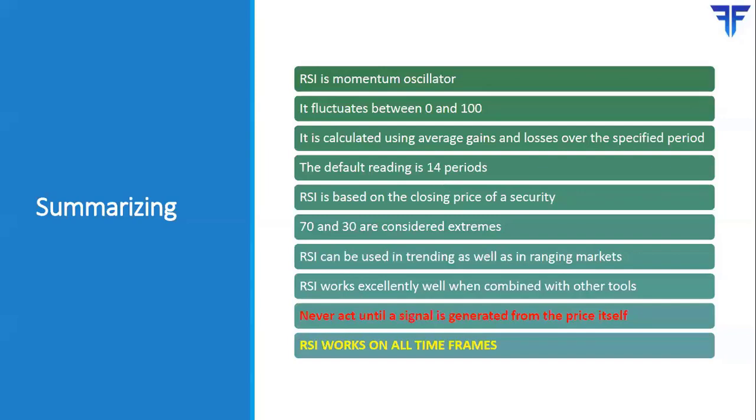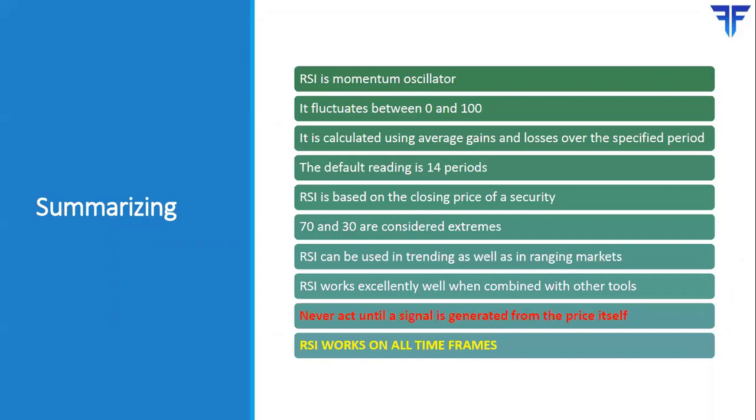So let me quickly summarize RSI before I show you live charts and go to the FYERS web platform. As I said, RSI is a momentum oscillator. It measures, number one, the trend of the security, and number two, the momentum or the velocity of the trend. RSI fluctuates within a fixed band of 0 and 100.